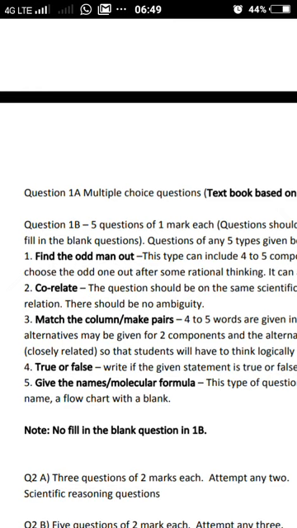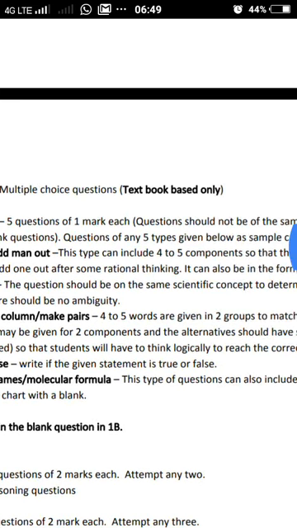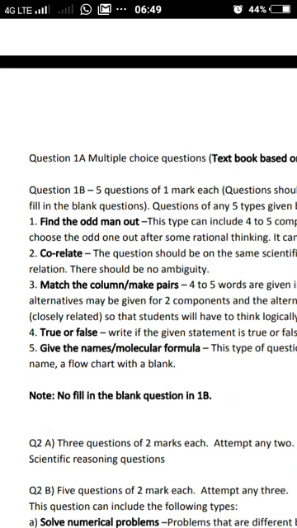Out of that, any 5 can be taken, like odd man out, then correlate. Here the question is of the same scientific concept and you will have to determine the correlation between these two concepts. And the third type is match the column or make pairs. 4 to 5 words will be given, and if two words are given in one column, then you will have to match them with column B. So 3 or 4 options will be given in column B and you will have to match them.